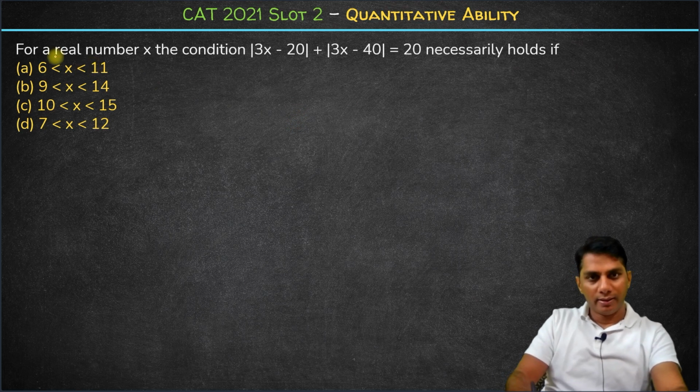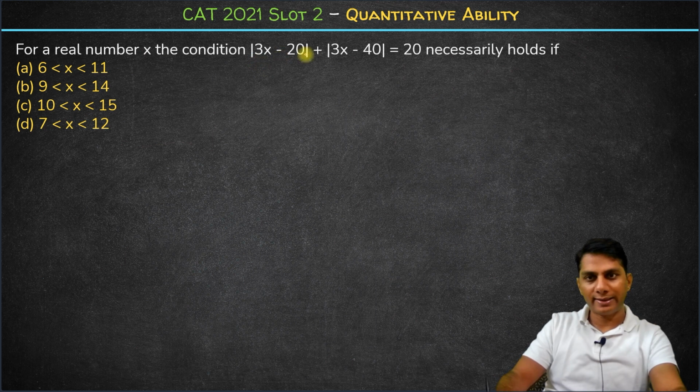Hi. We have, for a real number x, the condition that mod of this thing plus mod of this thing is equal to 20 necessarily holds if. Since we have a couple of terms in the mod, we'll have to make certain cases. So let's first figure out the critical points, the points where the expressions inside the mod are 0.